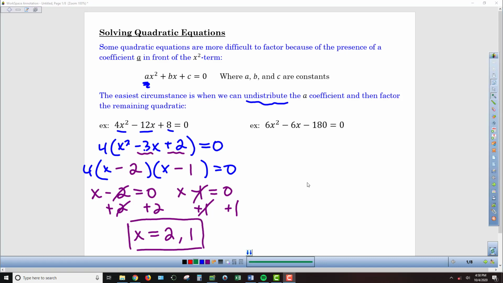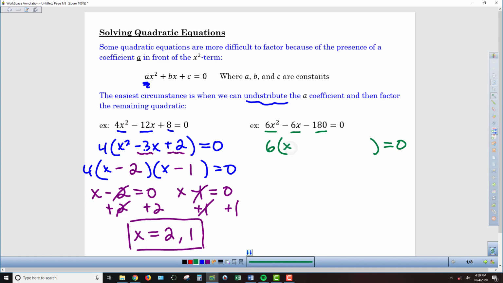In the next example, we see very much the same circumstance, where every single part of the problem is divisible by that number a, the coefficient in front of the x squared. So I'm going to undistribute that as my first order of business. So I take out the 6, and now inside the parentheses I have to figure out what I would need to have, so when I distribute the 6, I get back to my original.